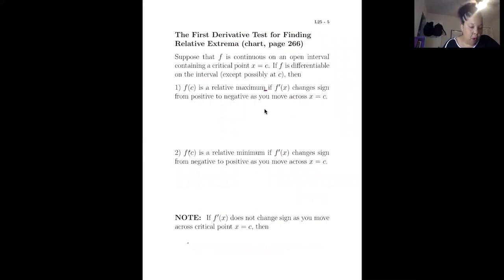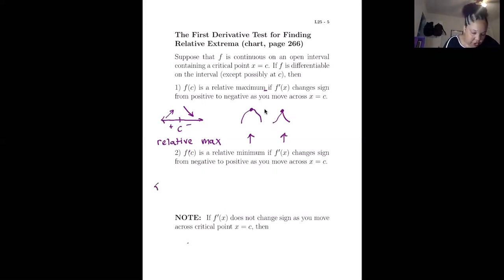So if my y value evaluated at C is a relative maximum, so here's my point C, if I'm increasing on this side and decreasing on this side, then I have a relative max. So if I switch from increasing to decreasing, I have a relative max, because that's going to look something like this or something like this. This, if it has a horizontal asymptote, this, if it's not differentiable at that point.